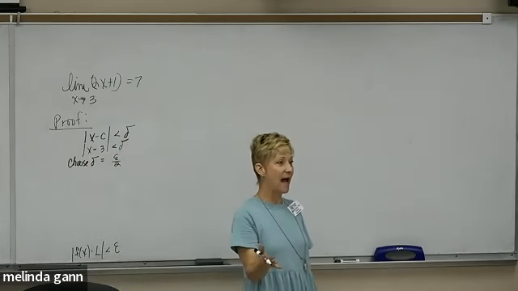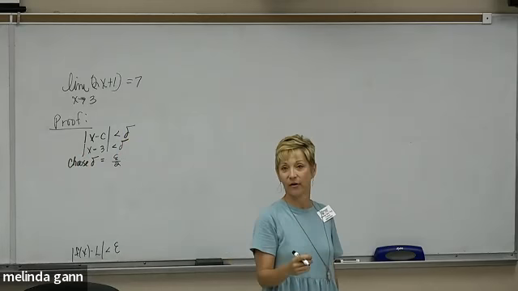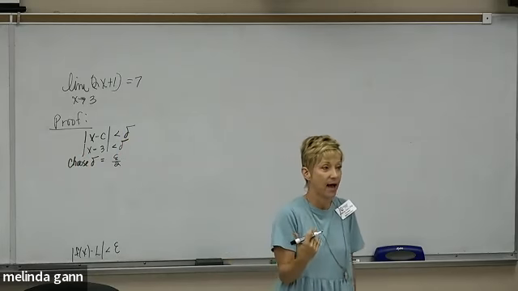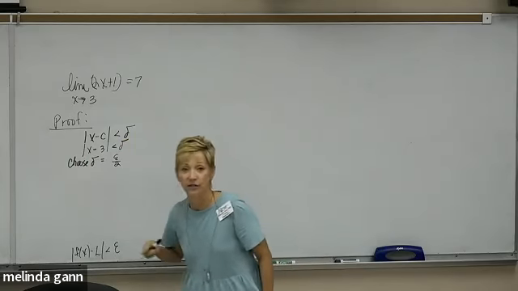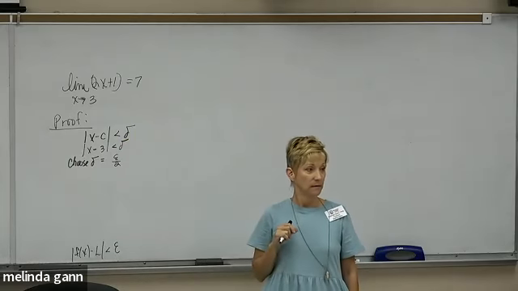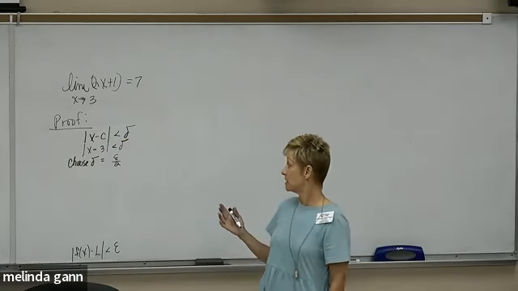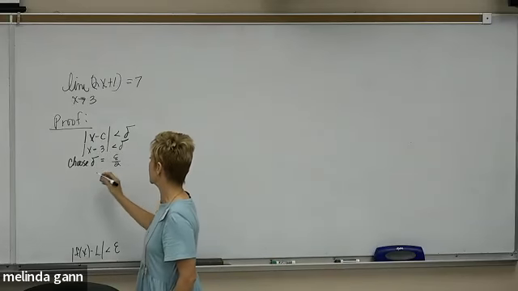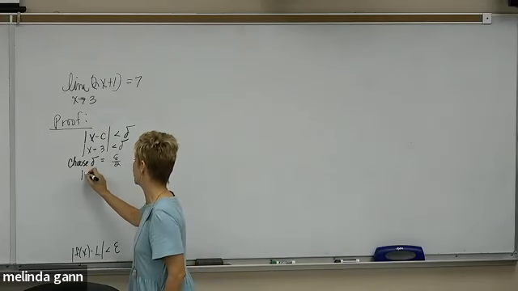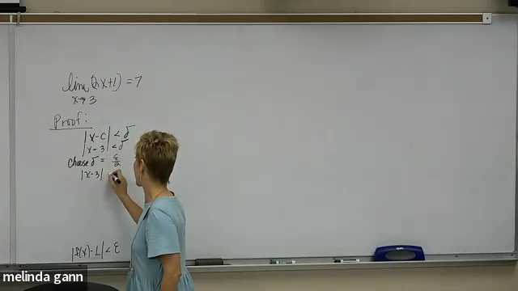How did I know to pick that instead of 2 epsilon over 7 or epsilon over 8? How did I know to do that? The scratch work told me what to pick. Is everybody with me? So now what does this turn into? This turns into the absolute value of what? X minus 3 is less than what?